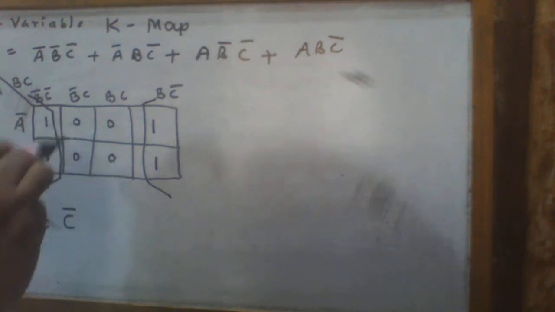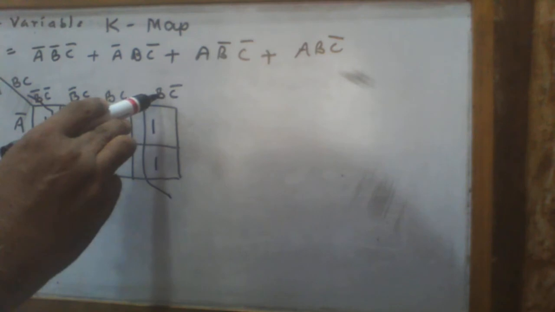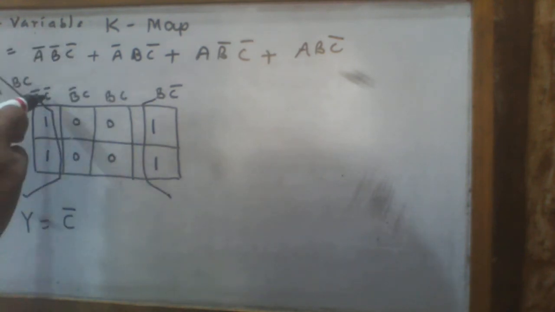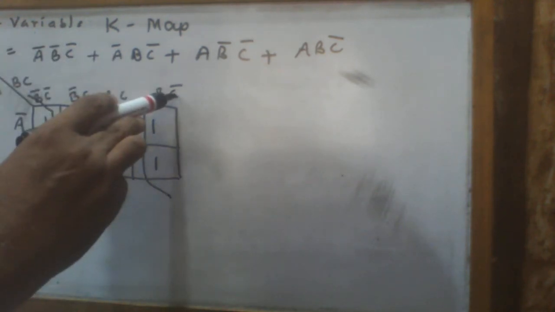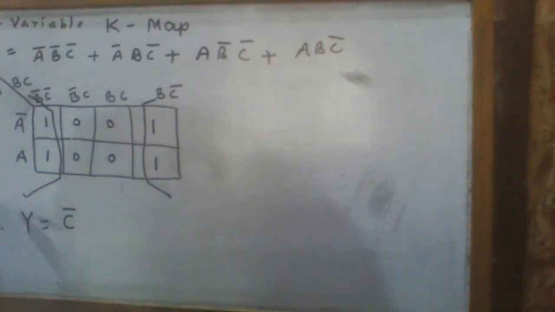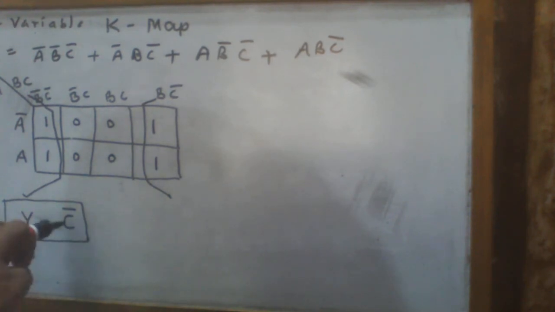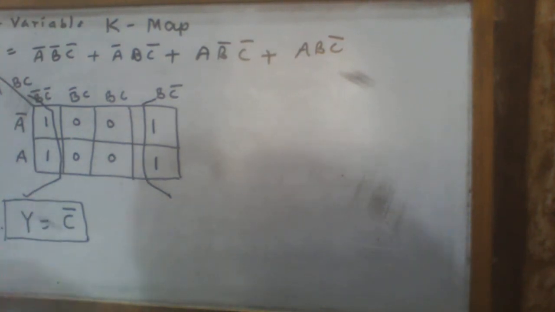Y is equal to C bar, because here it is B bar and here it is B, therefore they are not common. C bar is available here and here also, therefore C bar is common for all 4 ones. Therefore I will write the equation y is equal to C bar. This is the solution of the given equation.